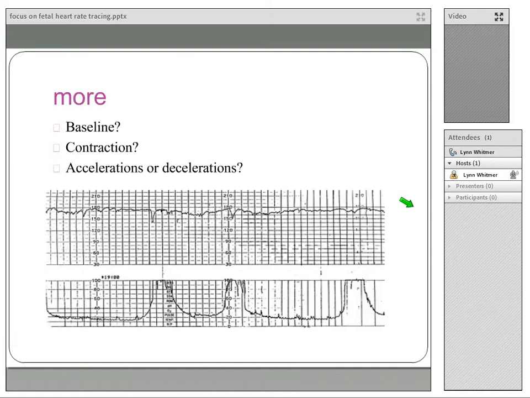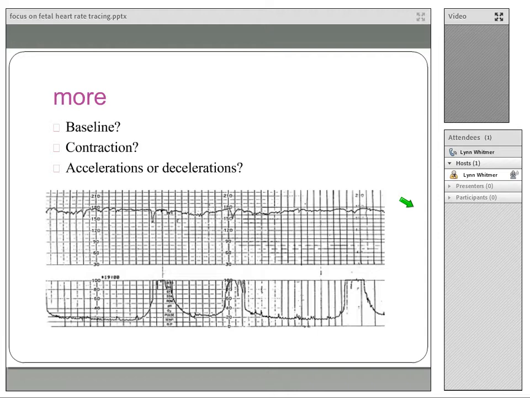Now let me point out something that I didn't discuss thus far. We said that the normal parameter of fetal heart rate is between 110 and 160 beats per minute. So if I see a baseline, or over time, a fetal heart rate that is greater than 160, that is called fetal tachycardia. When I see fetal heart rate over time below 110, that's fetal bradycardia.